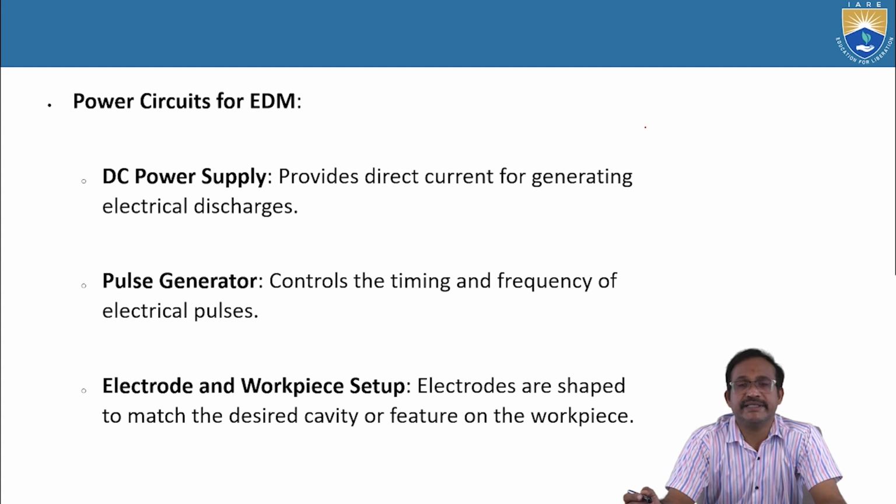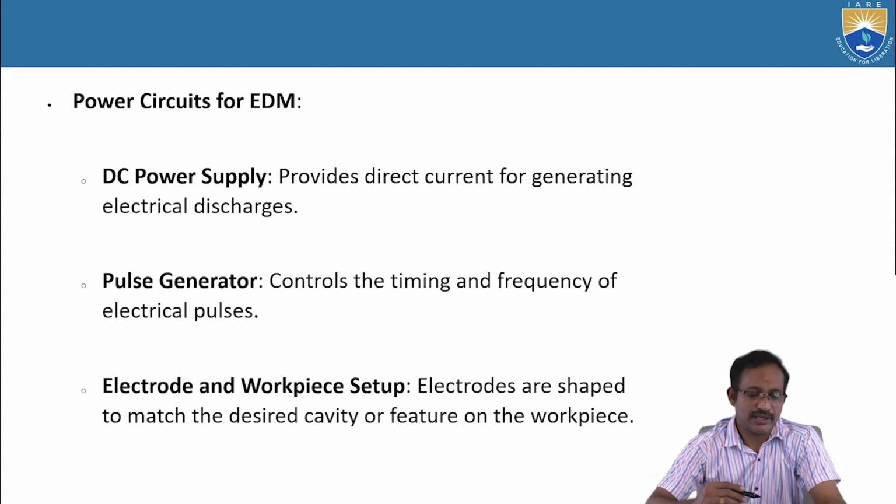Next, power circuits for EDM: DC power supply, pulse generator, electrode and workpiece setup. In the DC power supply, we have to supply direct current for generating electrical discharges. Without the power supply we cannot generate electrical discharges. A pulse generator controls the timing and frequency of electrical pulses. This pulse generator plays a predominant role in getting good surface finish and precision.